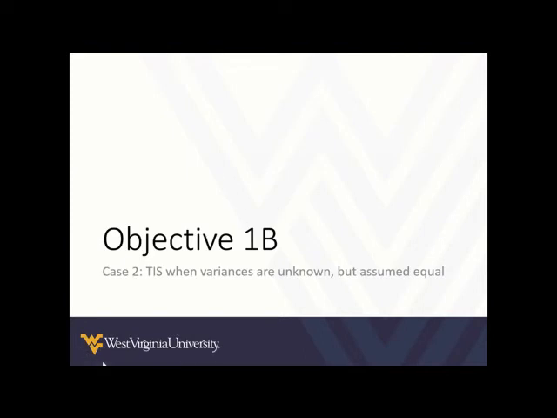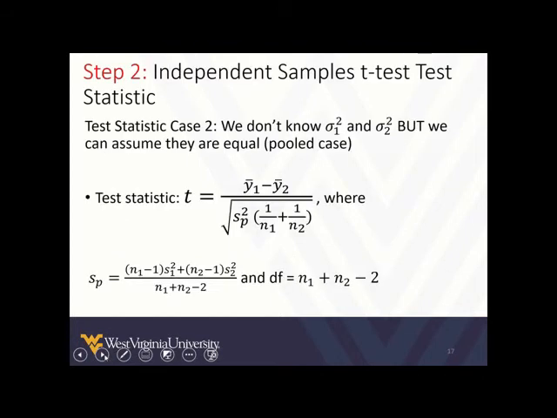Now let's examine case two, where our variances are unknown but assumed to be equal. Remember, in case two and three, we'll be using the t distribution. So our t statistic will be t equal to our y1 bar minus y2 bar, meaning our two sample means subtracted from each other, all divided by the square root of a pooled variance statistic that we do need to calculate, multiplied by the quantity of 1 over n1 plus 1 over n2.